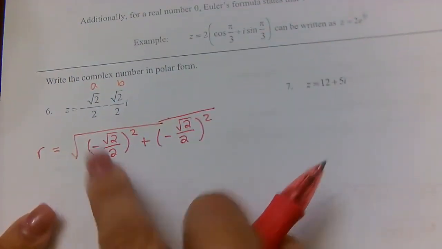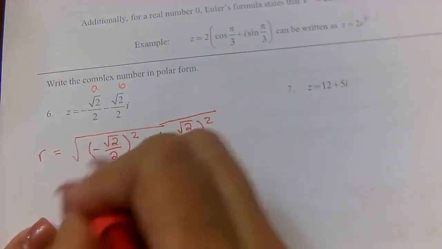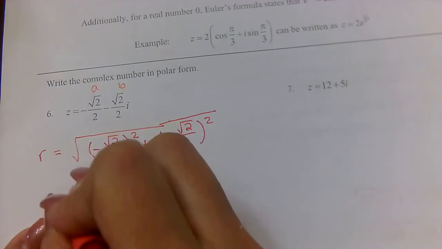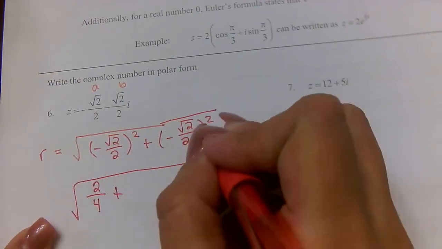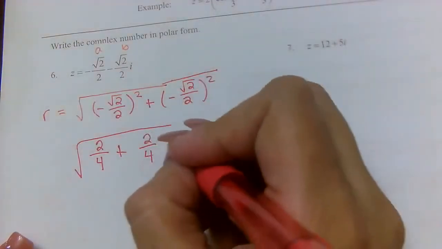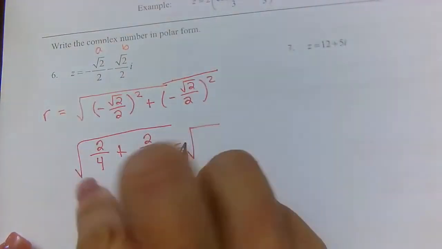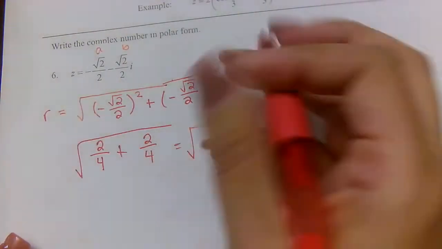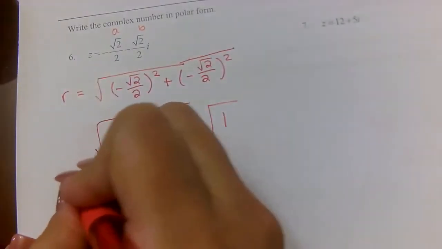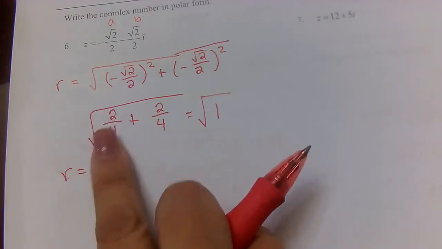Negative times negative is positive, and then we're going to have 2 over 4, this is all square root, plus, again, 2 over 4. Now I'm going to add these two together, and I get 2 plus 2 is 4, so I get the square root of 1. So here, R is going to be equal to 1. Now I need to solve for theta.